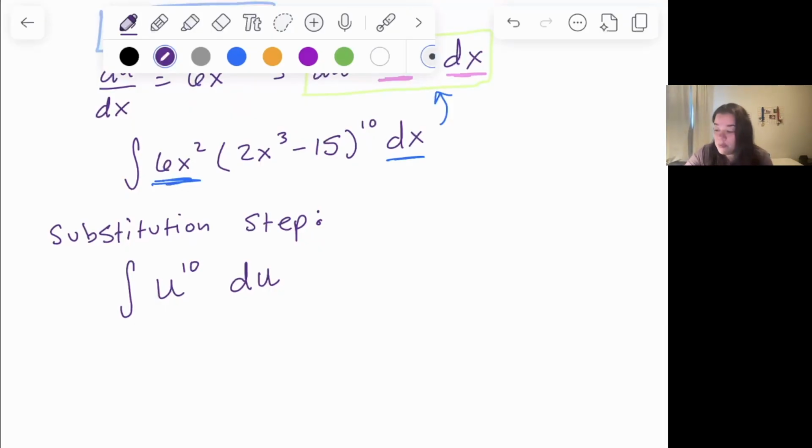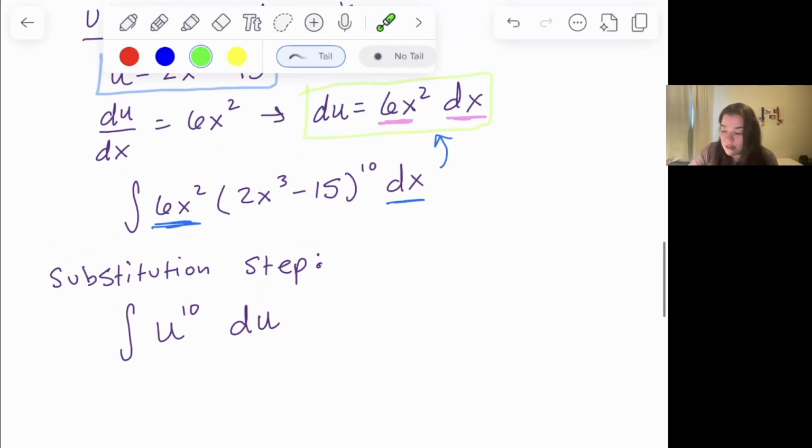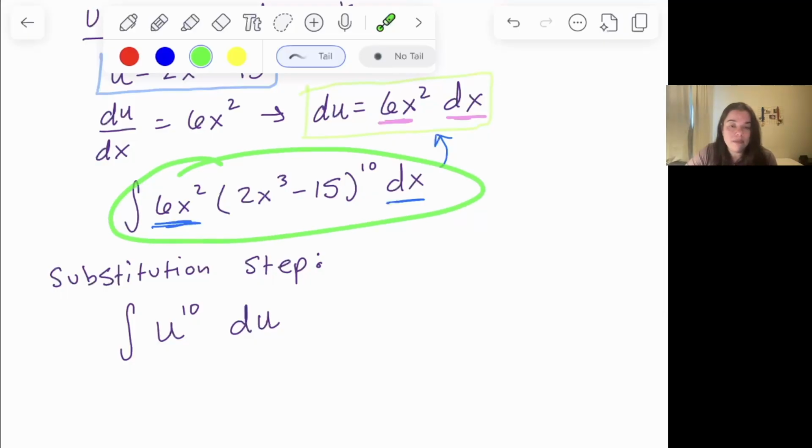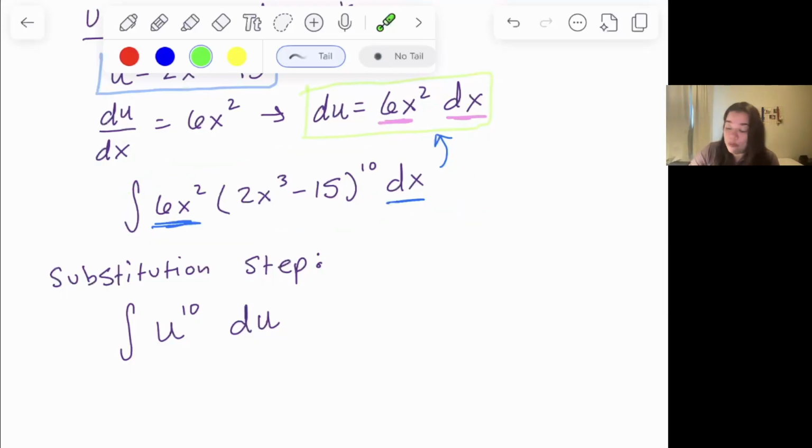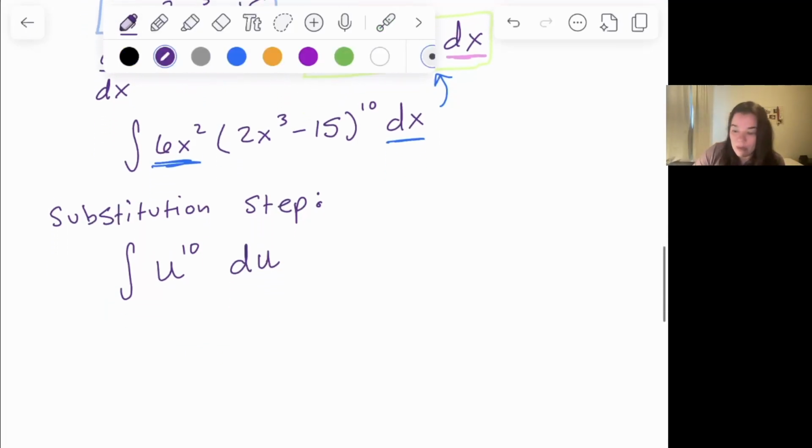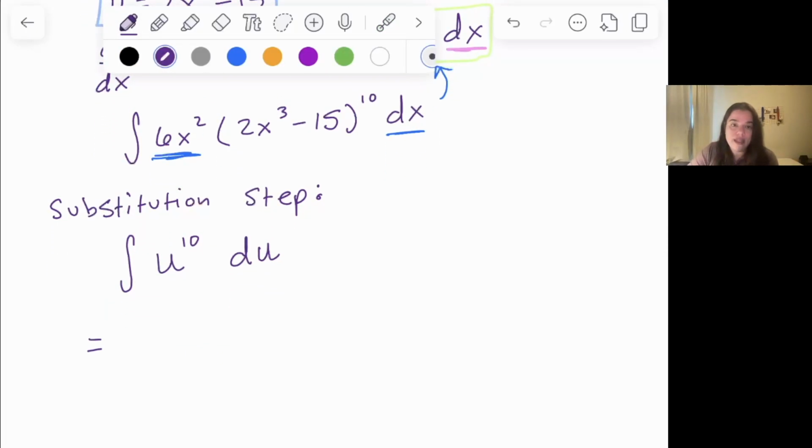Now look at this problem. Think about what we've done. We took a very complicated problem. We did an appropriate variable substitution to get to a less complicated problem. I can integrate this problem now using the power rule. This looks like a pretty basic power rule problem. So the antiderivative of u to the 10 is u to the 11 over 11 plus c. All I've done is the power rule. So this is the final answer in terms of u.